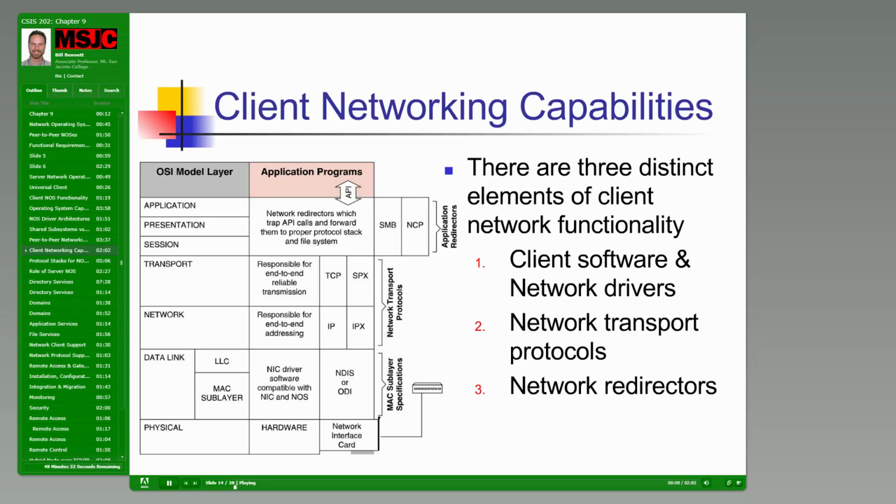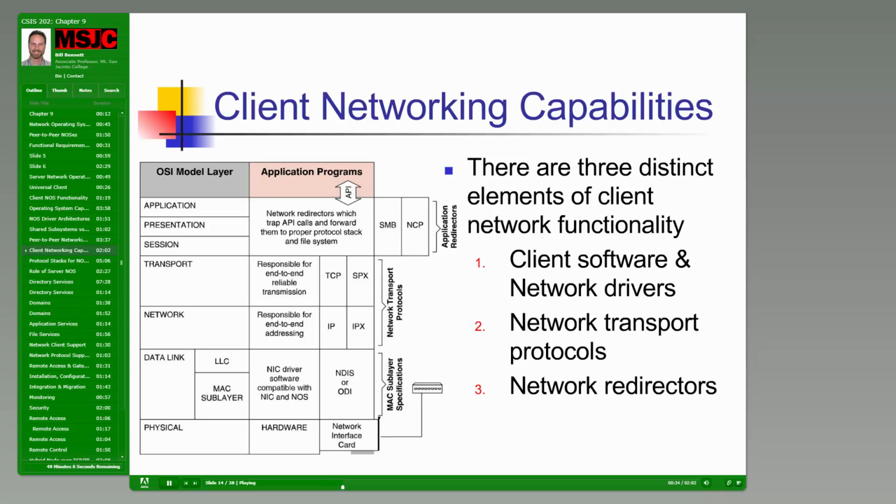When it comes to the client operating system's network capabilities, there are three distinct elements of the network functionality on the client. They would be, from the bottom up, number one, client software and network drivers. So we're talking about NDIS in a Microsoft world. ODI was an older method that was used in NetWare environments to create the interface between the operating system and the network card.